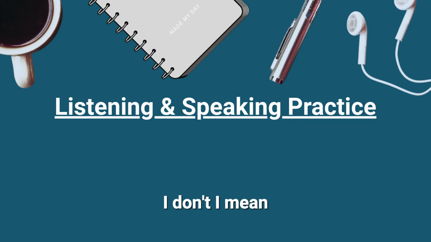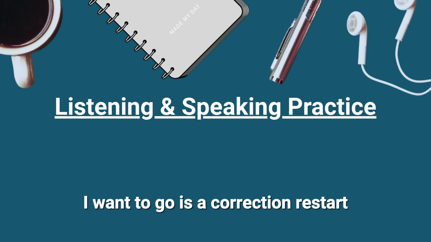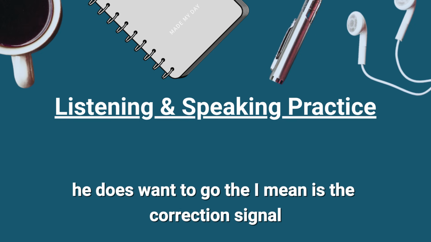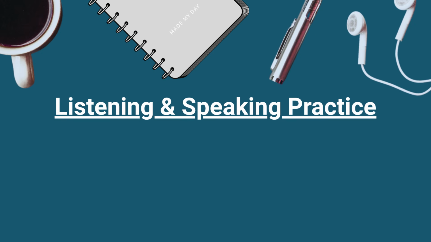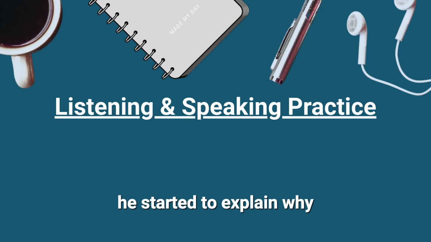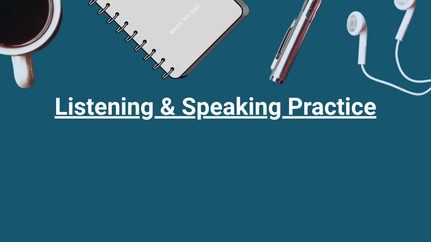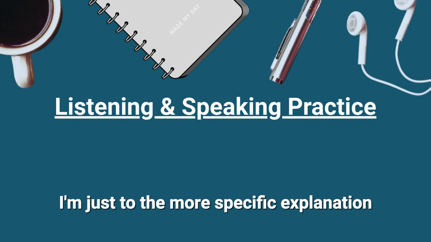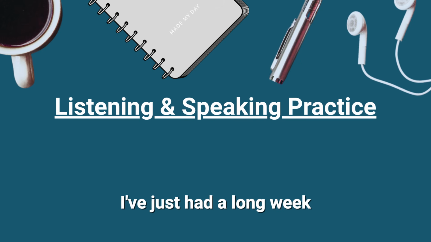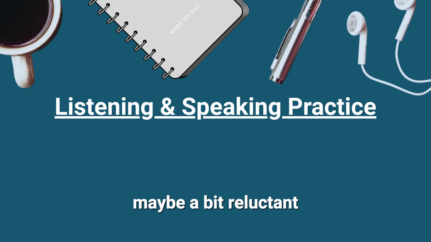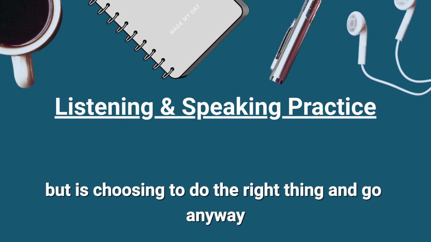Patrick's first response, "I don't, I mean, I want to go," is a correction restart. He started to say he didn't want to go, stopped himself, and corrected to say, actually, he does want to go. The "I mean" is the correction signal. Then, "it's just, Friday is" is a word search restart. He started to explain why he was hesitant and couldn't quite find the words, so he trailed off. Finally, "I've just had a long week" is another correction restart. He adjusted from the present tense, "I'm just," to the more specific explanation, "I've just had a long week." All of these restarts together paint a picture of someone who is tired, maybe a bit reluctant, but is choosing to do the right thing and go anyway.